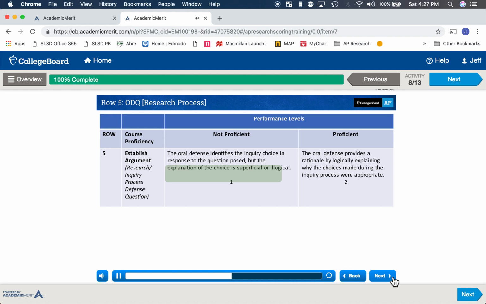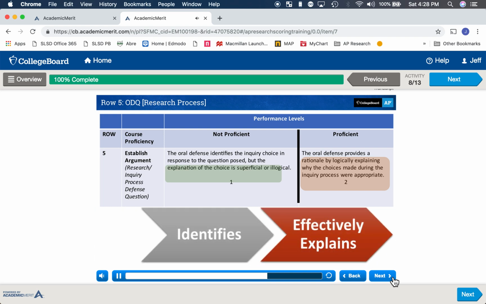topic. In order for the response to cross over into the proficient column, the student must identify the choice being made and provide an effective explanation that demonstrates why the choice made was logical and appropriate to the research process. So, for not proficient, the student identifies the choice in question pertaining to their research process and gives an ineffective or shallow explanation as to the appropriateness of that choice, or may not give an explanation at all. For the proficient column, the student identifies and explains logically why that choice was appropriate to their process.